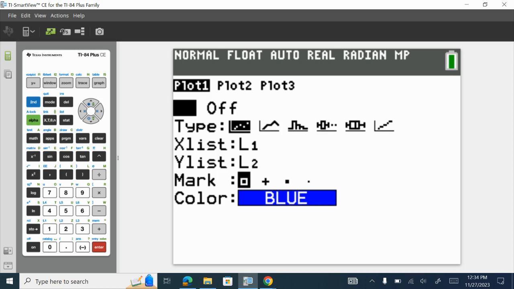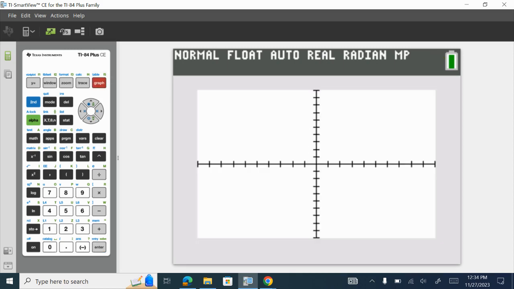I did second y equals, clicked enter, and then you probably click enter again to turn it on. Okay, there we go. It shows that it's doing a dot plot, that it's doing a list 1, list 2. Okay. If you go to graph right now, though, you're not going to see it.